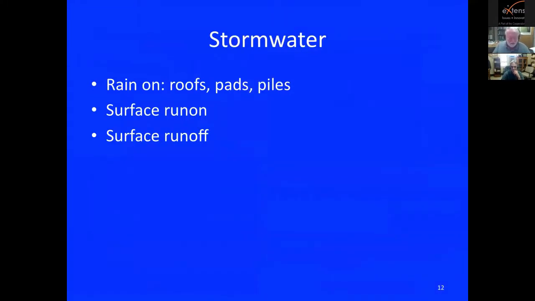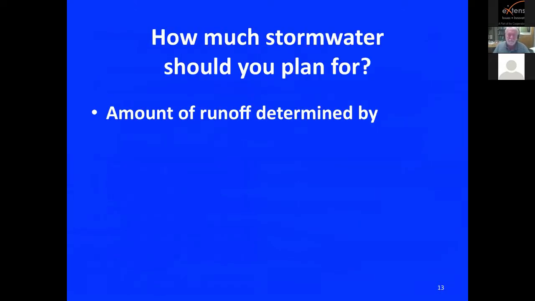So those are the ways to get compost into something. We want to look now at stormwater itself. And stormwater is the rain on the roofs, the pads, the piles. It's the rain that falls down. It could be surface run-on, and the stormwater is the surface runoff. If you rain on a compost pad, not all of the water comes off, so the surface runoff is less than the rain that falls on it. So just how much is that, and what should you plan for?